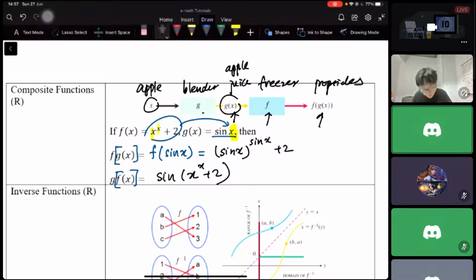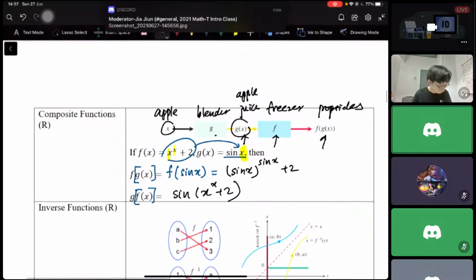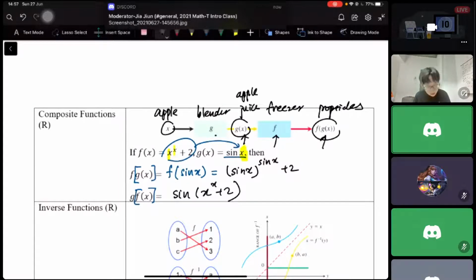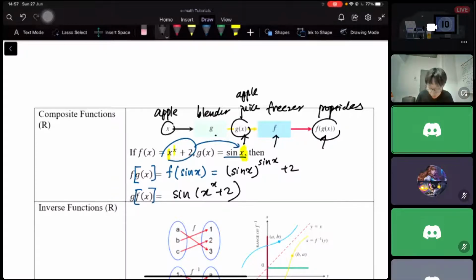And obviously, the domain of this function FGX, you need to make sure that it is still defined, it is still in the domain of F before you put it into the second machine, right? So you need to make sure that this is something that you can put into the freezer. And in order to make sure of that, whatever fruit you put into the blender must produce something that you can put into the freezer.